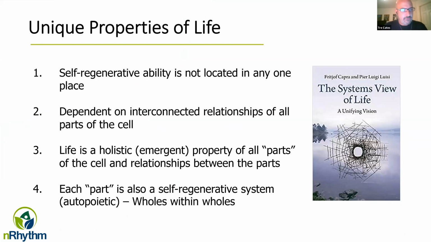One of the things that they discovered through this process was that self-regeneration wasn't located in any one place, that it was dependent on all the interconnected relationships, that life itself was holistic or emergent, and that all the aspects of the cell were autopoietic as well. So there were wholes within wholes as a part of its design. And what's so empowering about that is that those things can be incredible principles for how we would approach our social systems. And just for a moment, I want you to think about that. What does that look like when we apply it from a social standpoint?